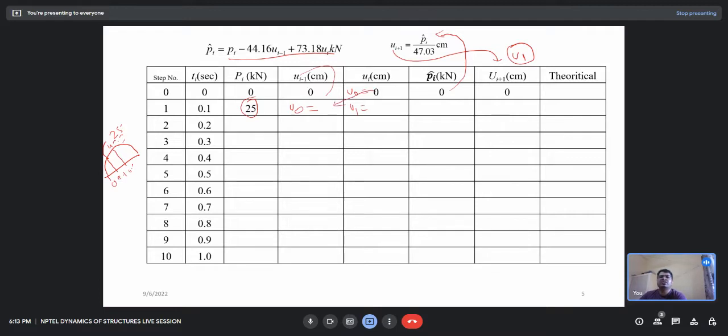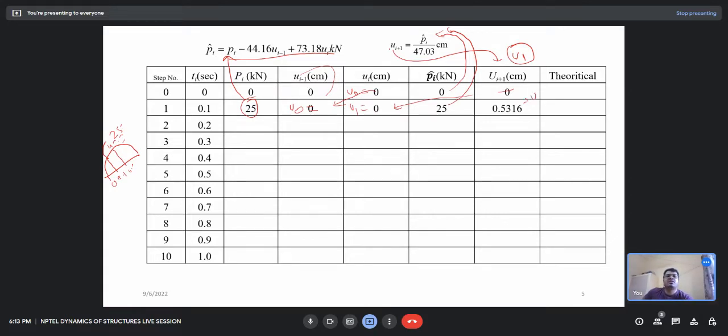So that term comes here, and the u1 term comes here. If I put this, that becomes 0, and for u1 also that becomes 0. If I put these values in this updated pi cap, I will find my pi cap as 25. Now if I put the pi cap in this equation, I will find u(i+1), which comes out to be 0.5316 centimeter. So this is my u2.